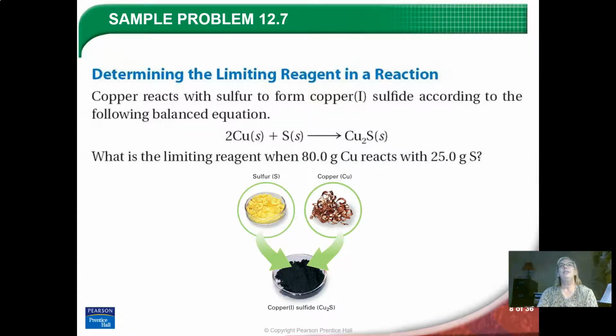So see if we can use it for example. Say we have this situation. We go in the chemistry stockroom. We have 80 grams of copper, 25 grams of sulfur. How much of this can I make? Which one do I have too much of? Which do I have too little of to make this product right there? Okay, sulfur, copper makes copper sulfide, copper 1 sulfide.